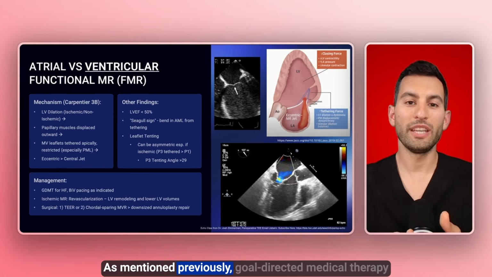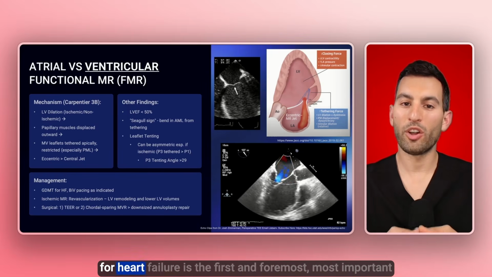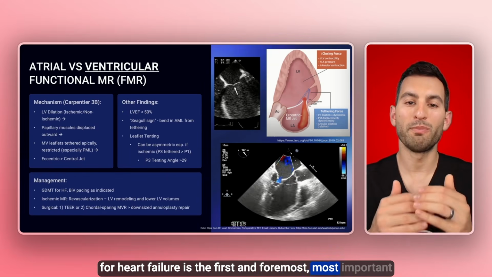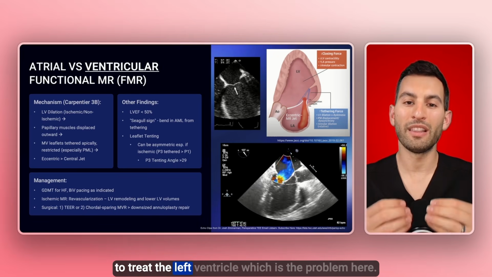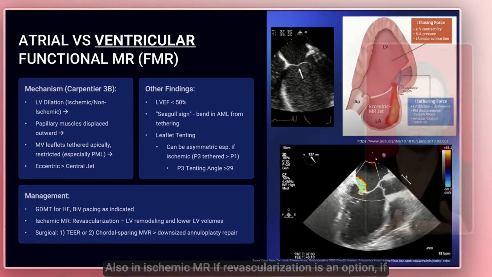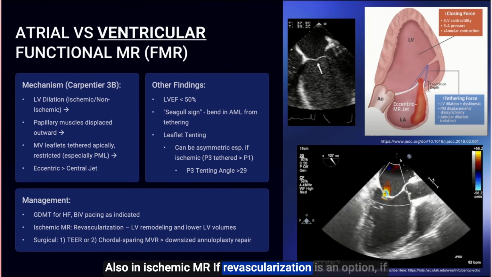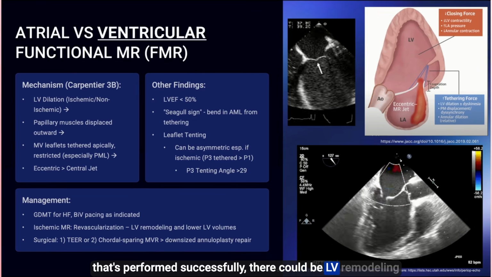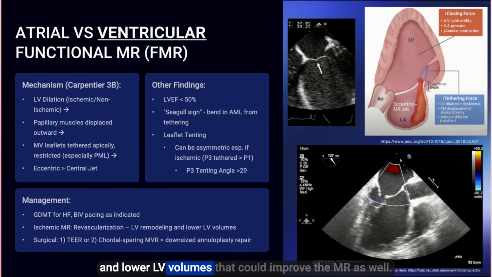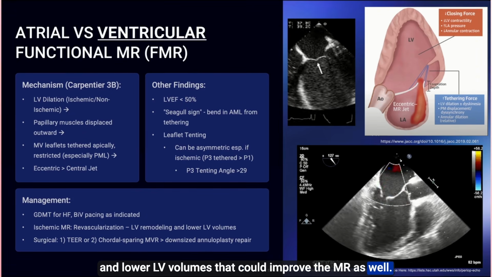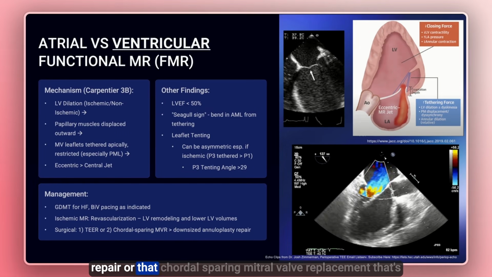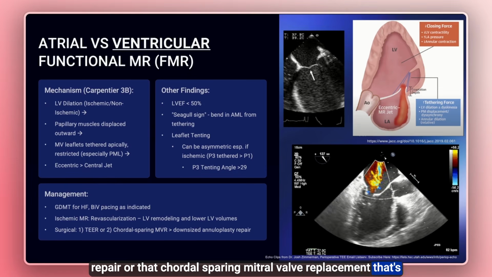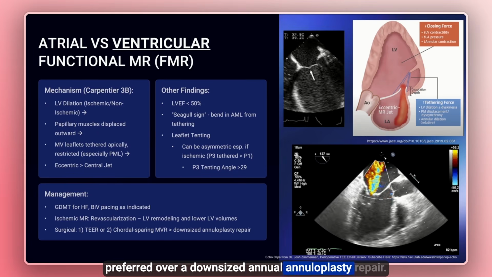As mentioned previously, goal-directed medical therapy for heart failure is the first and foremost most important part in treating this type of MR, since your goal is to treat the left ventricle, which is the problem here. Also, in ischemic MR, if revascularization is an option, if that's performed successfully, there could be LV remodeling and lower LV volumes that could improve the MR as well. Surgical options here include transcatheter edge-to-edge repair or that chordal-sparing mitral valve replacement that's preferred over a downsized annuloplasty repair.